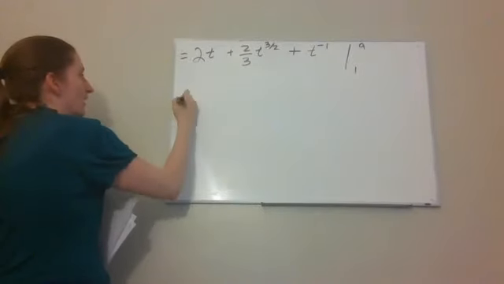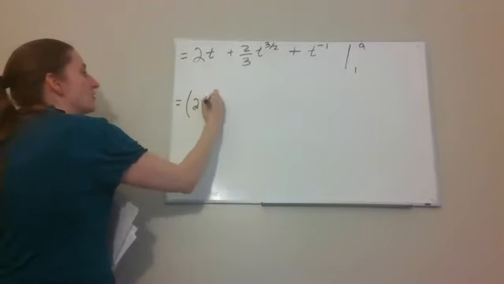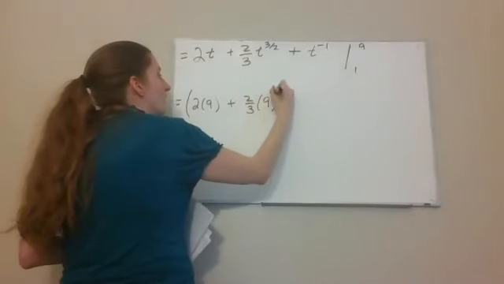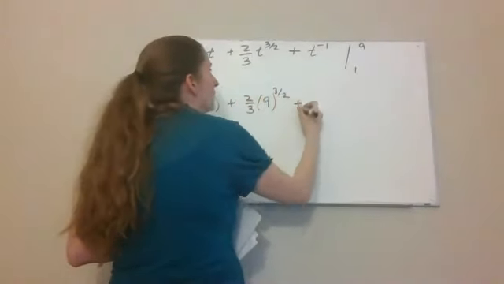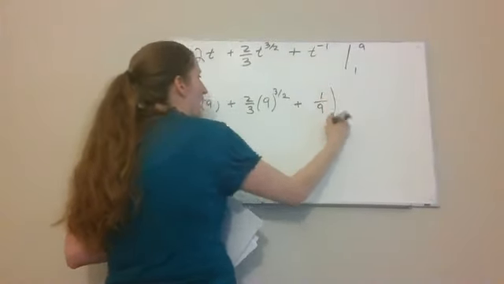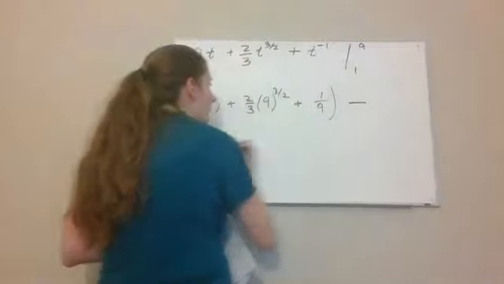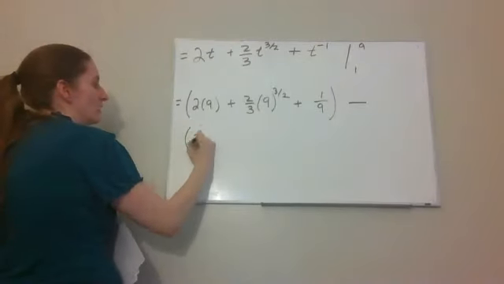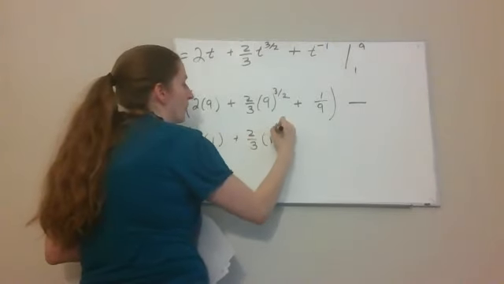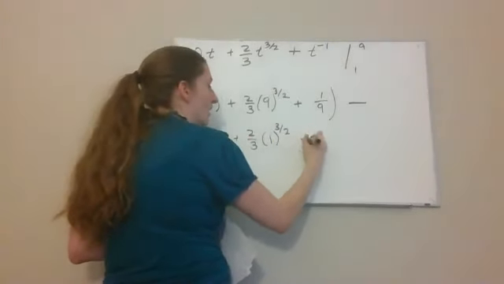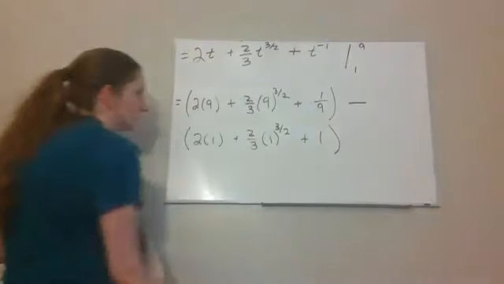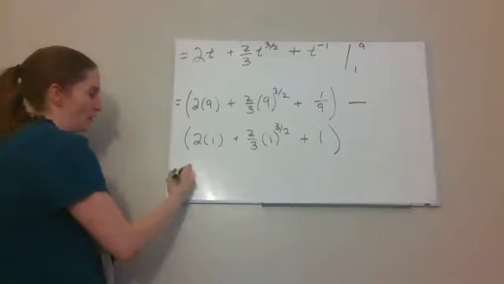So I'm going to plug in the 9 and get 2 times 9 plus 2/3, 9 to the 3/2, plus 9 to the negative 1, that's 1 over 9. And then I'm going to subtract what I get when I plug in the 1. 2 times 1 plus 2/3, 1 to the 3/2, plus a 1 over 1, which is 1. So now I just have to simplify.